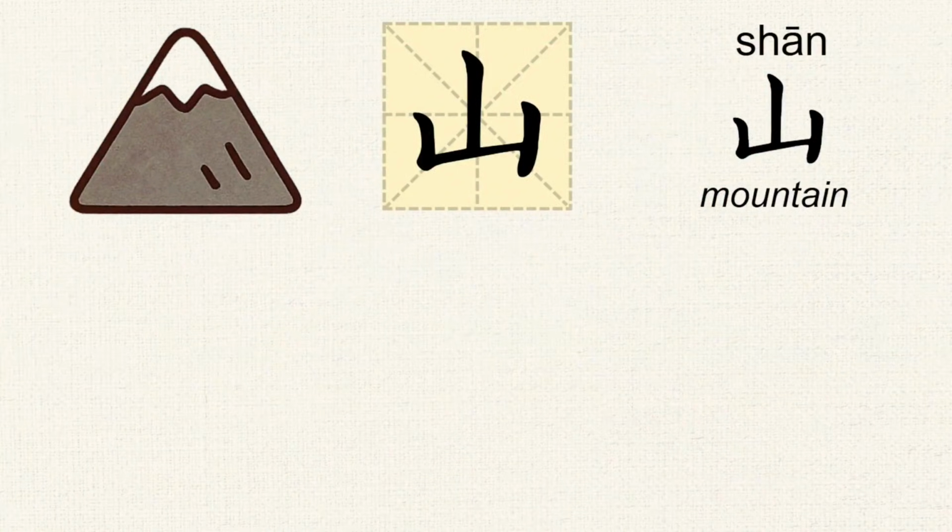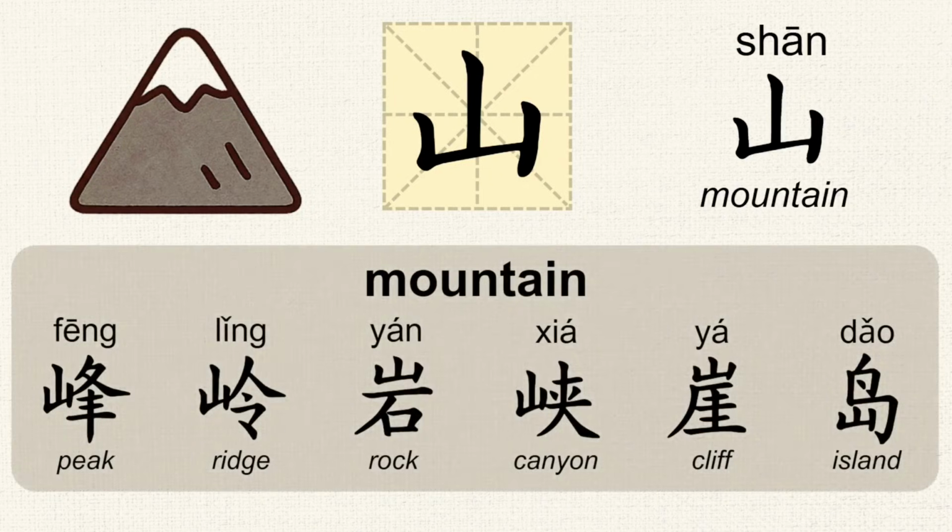The Chinese character for mountain is shan. Unsurprisingly, characters that use it as a radical also have to do with mountains. For example, shanfeng is the mountain's peak. Shanling is a mountain ridge. Yan as in yanshi is a rock. Xia as in xiagu is a gorge or a canyon. Ya is a cliff, and dao is an island, which I guess some islands are the peak of a mountain that is underwater.